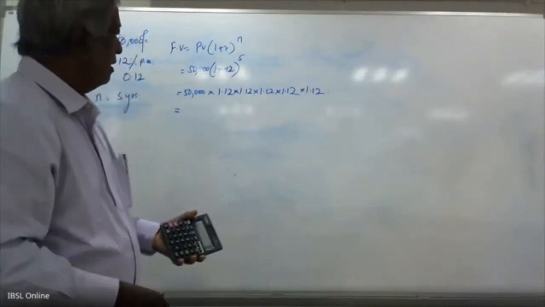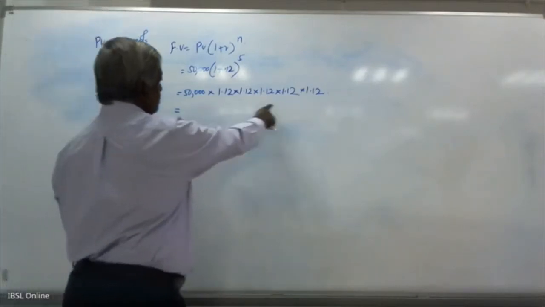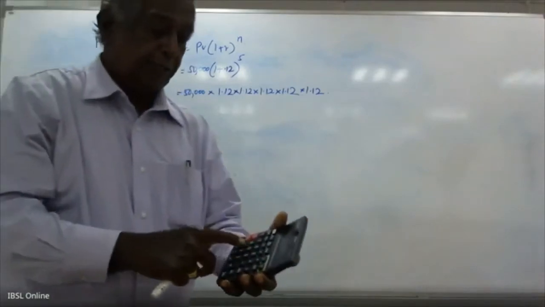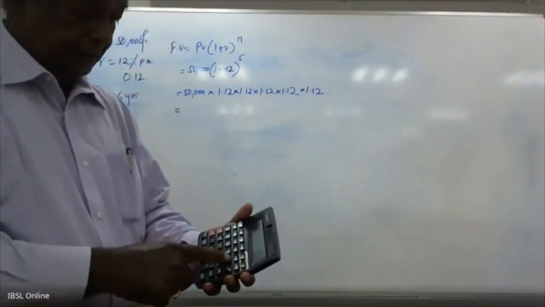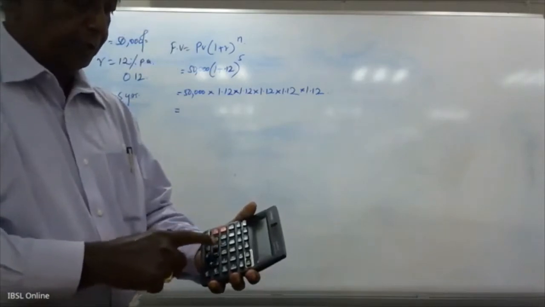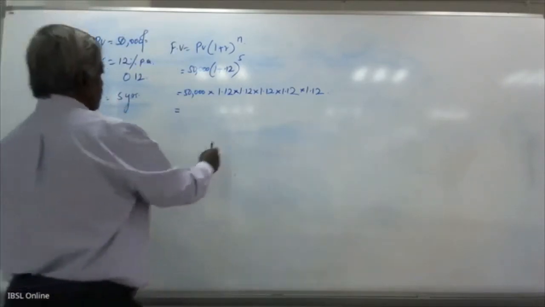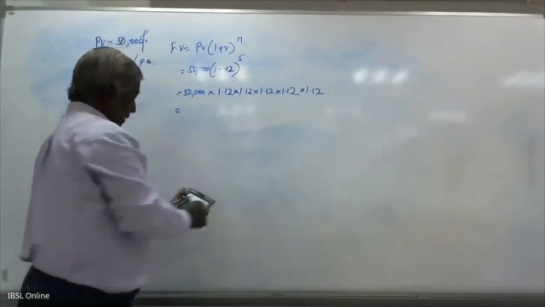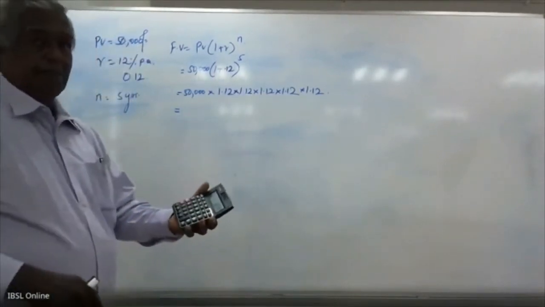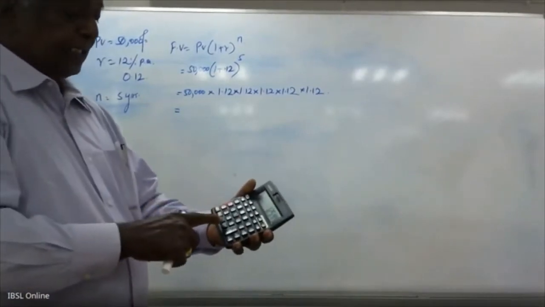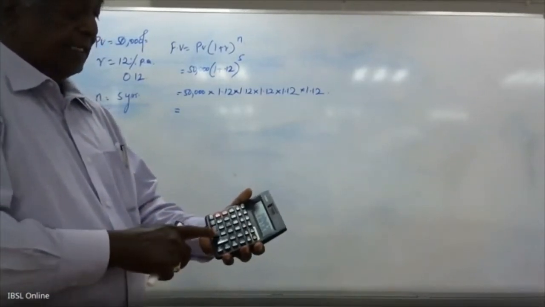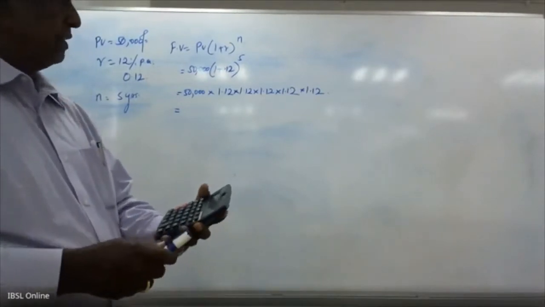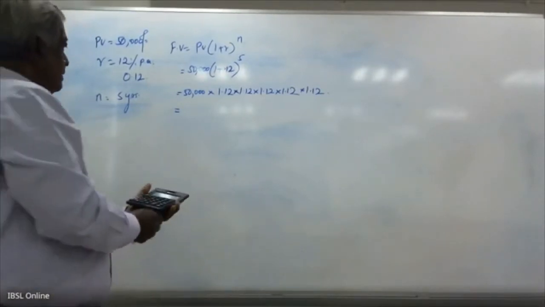So now this 1.12 should multiply. 1.12 into 1.12, so these two, I press equal sign. Yes, I got the answer. Again equal sign, third. Again equal sign, fourth. Again equal sign, fifth. 1.76. So this is 50,000 into 1.762.